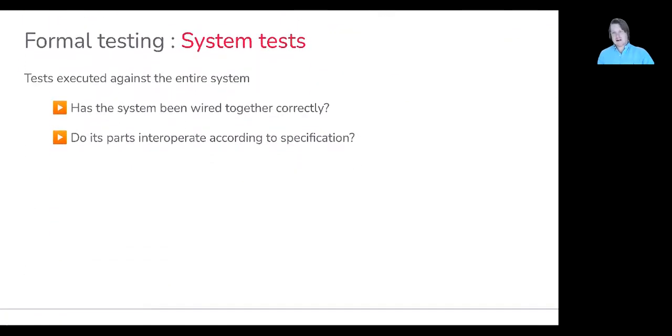Now, the last level for our consideration today is going to be system tests. These tests would be executed against the entire system. So in other words, has the system been wired together correctly? Do its parts interoperate according to specification? So this is like the end result.